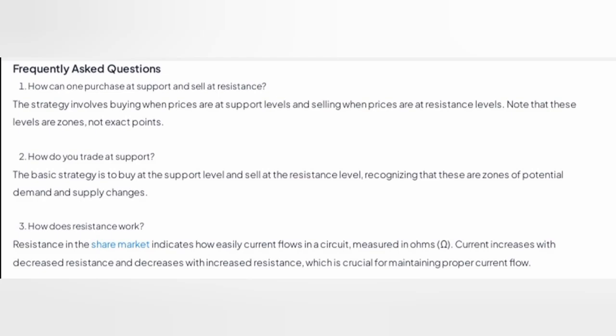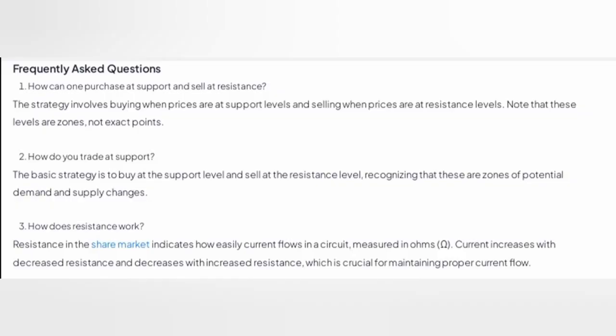Frequently asked questions. How can one purchase at support and sell at resistance? The strategy involves buying when prices are at support levels and selling when prices are at resistance levels. Note that these levels are zones, not exact points. How do you trade at support? The basic strategy is to buy at the support level and sell at the resistance level, recognizing that these are zones of potential demand and supply changes.